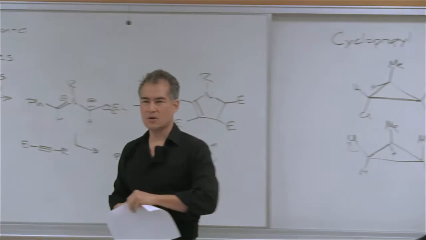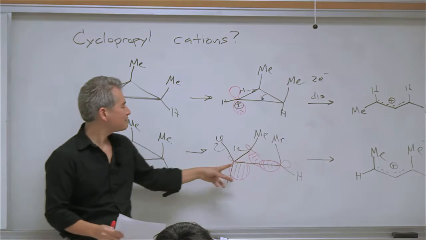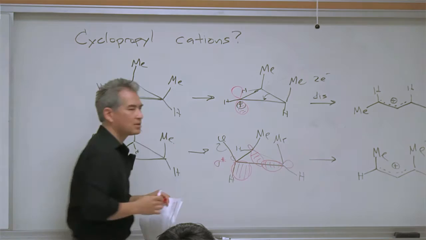So you can't use carbocations to explain this result over here. You have to invoke a sigma star antibonding orbital instead of an empty p orbital. But you would still consider that to be a pericyclic process because it obeys these properties of orbital symmetry.